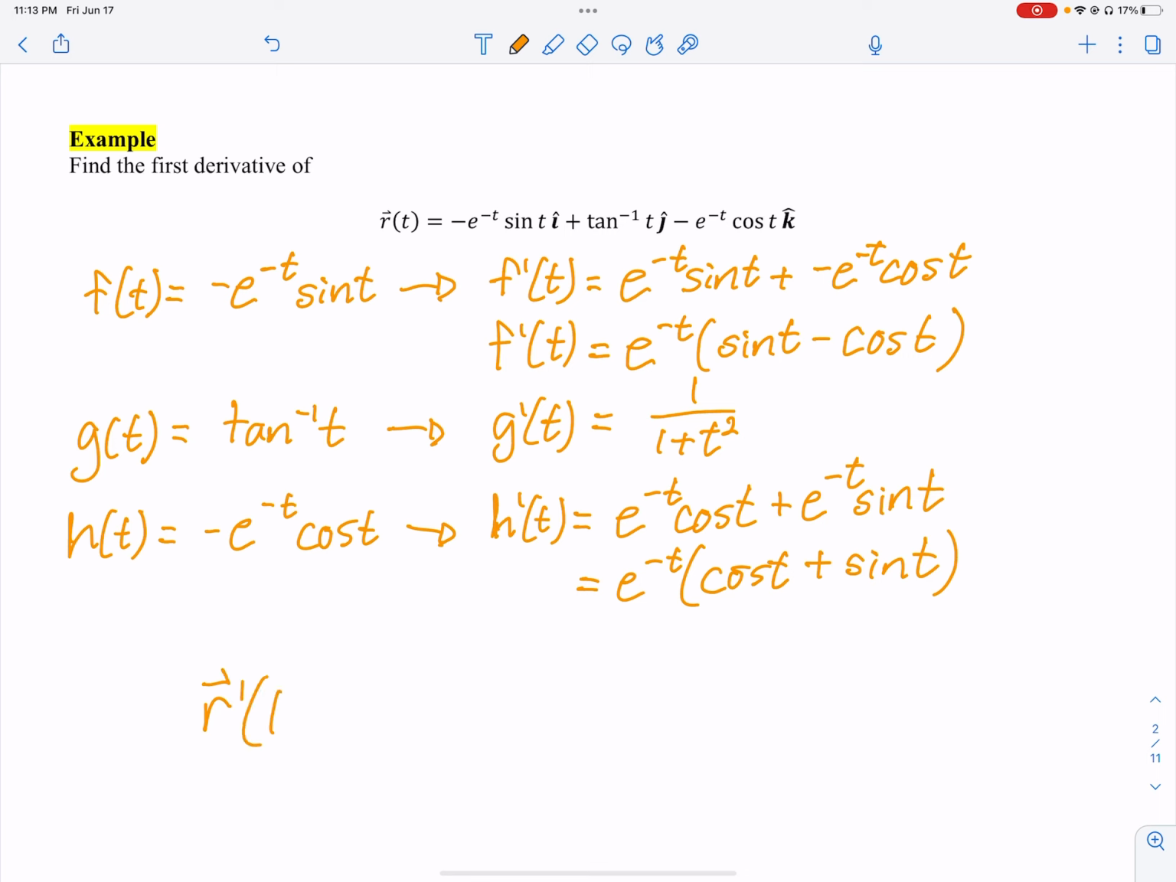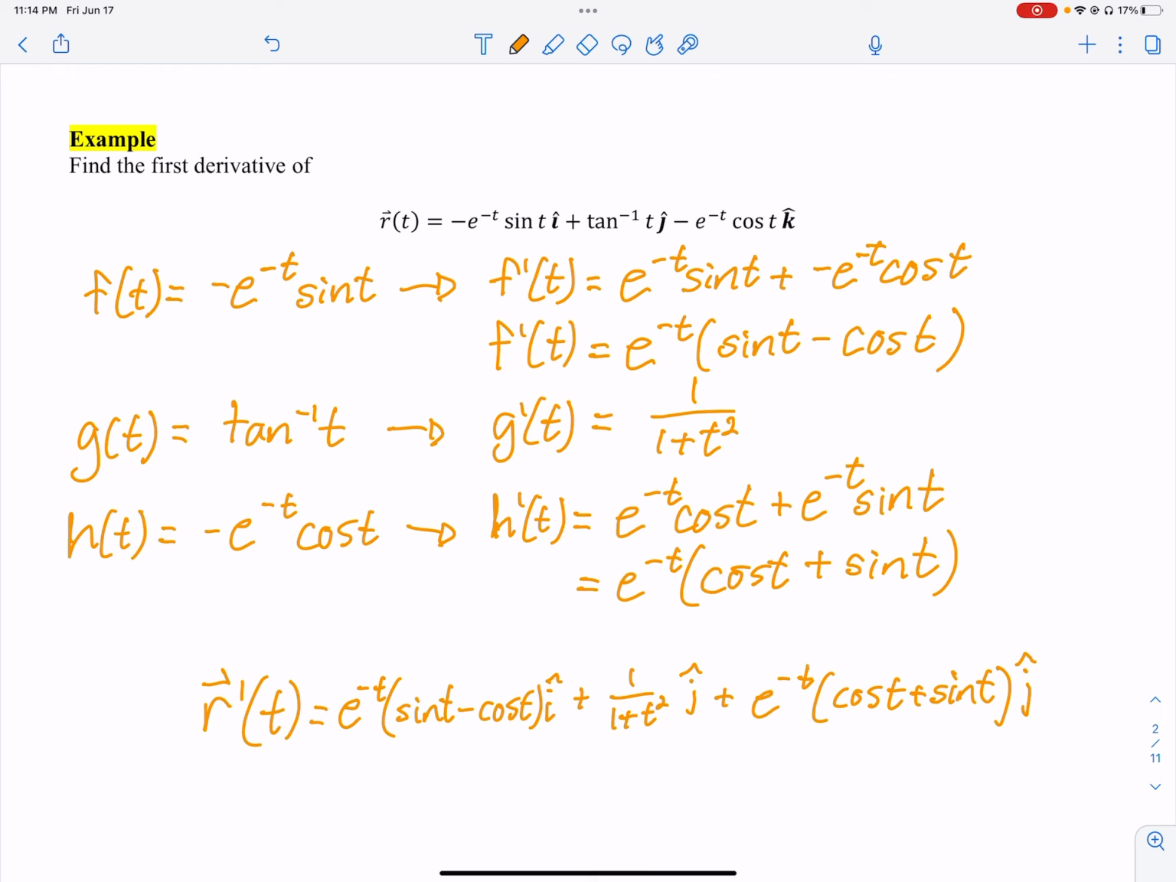Now we can write r prime of t, which is going to be e to the negative t times (sine t minus cosine t) i plus 1 over 1 plus t squared j plus e to the negative t times (cosine t plus sine t) k. Now, if they asked us to evaluate something, like r prime of 8, I would plug in an 8, and that would give me a tangent vector. Remember, that's what we're trying to find through all this: a vector that is tangent at that point.